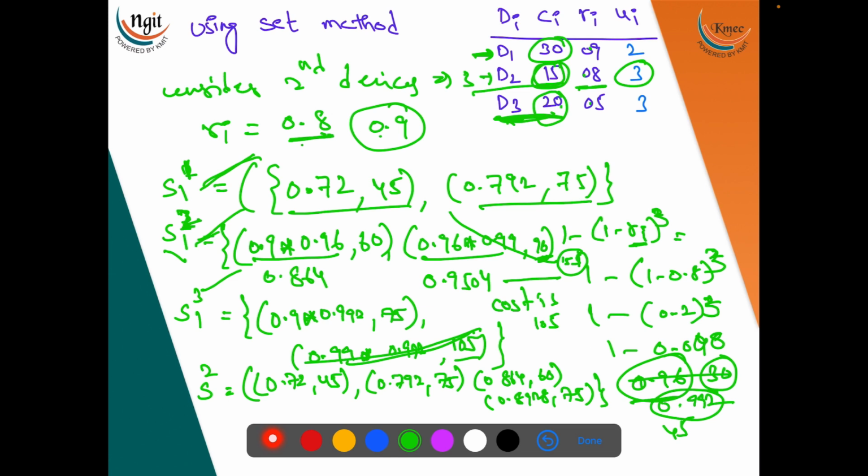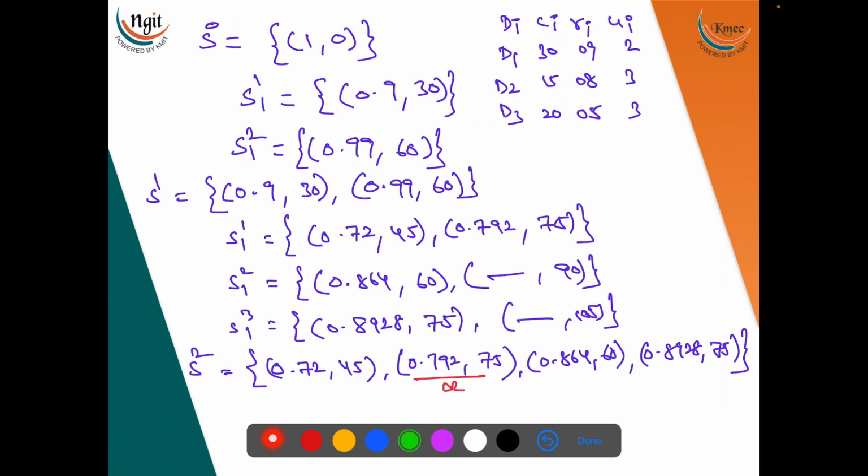The same way you have to calculate the reliability factor for S3. After you calculate it for S3, the set values are these. Now you have to focus more. When you got your S2 set, look at this. I have a look at all these sets, pairs of reliability and cost. Reliability is 0.72, cost is 45. The second pair: reliability has increased, proportionally cost has also increased. Now look at this: reliability has increased but cost has decreased.